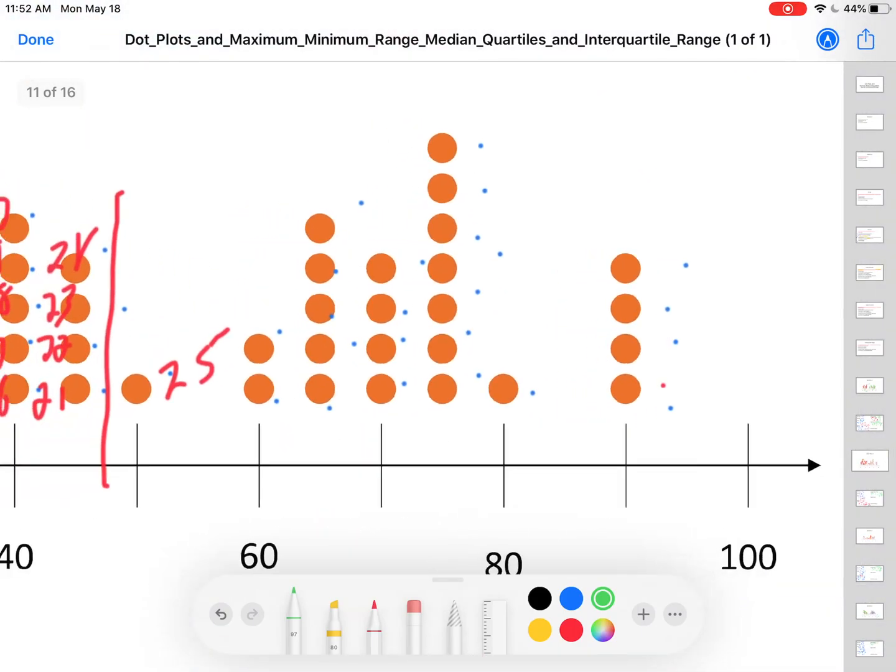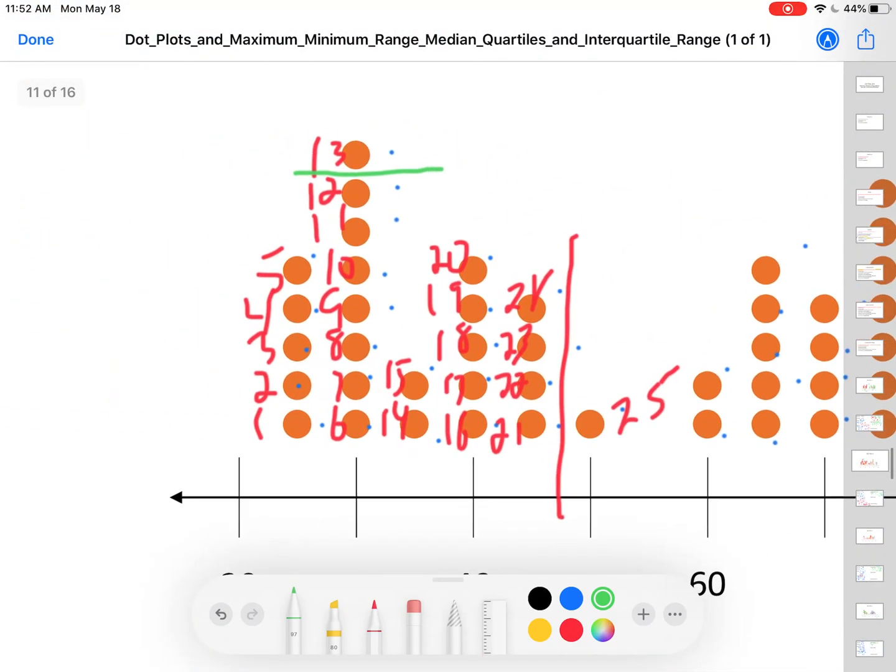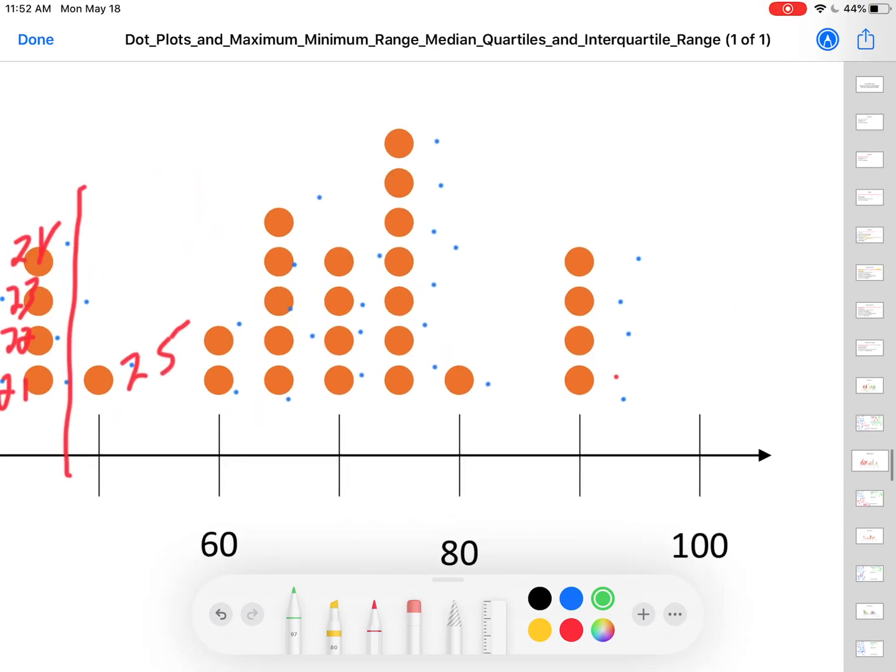Okay, let's see. Here's the right side. Here's the left side. Here's the right side. Here's the line between them. The line is the median.